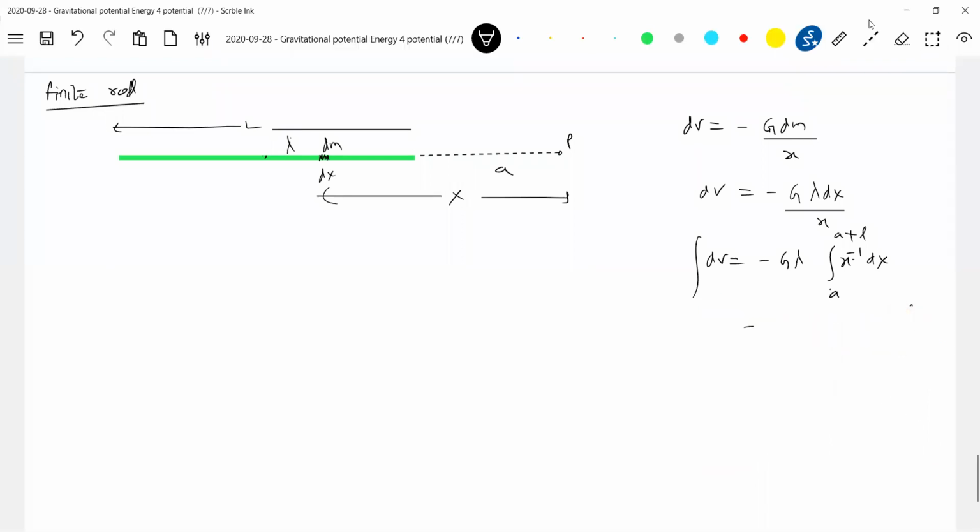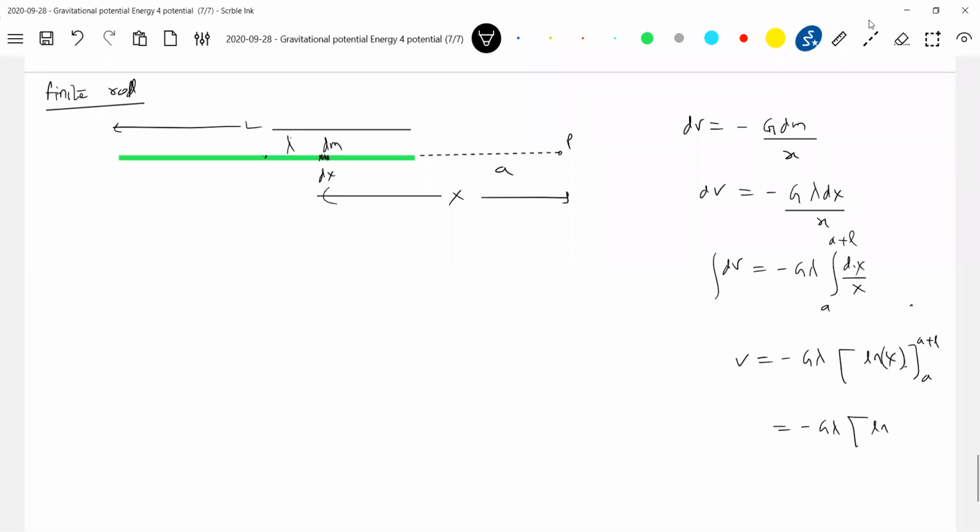After integration, x to the power of minus 1 plus 1 becomes infinite. You know what dx by x is? It should be log x, no? Integral from a to a plus L. So this will be V equal to minus G lambda log x, from a to a plus L. So minus G lambda, log of a plus L minus log a. Okay, let x equal to a plus L. Okay, this is capital L.